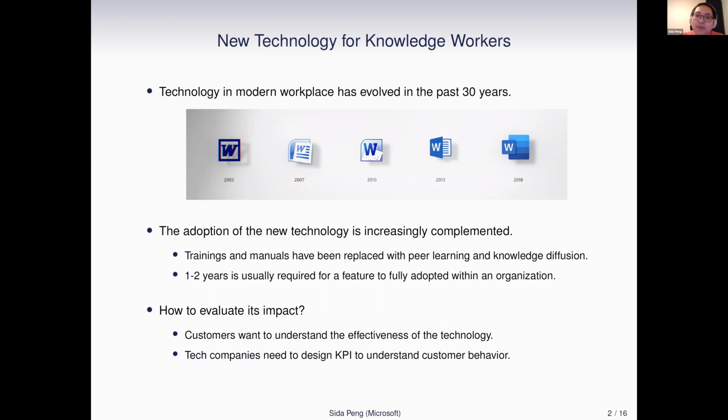So these are all the Word logos. I don't know if many of you still remember those, but I remember when I saw those Word labels, when I was still in high school. Now the new Word label looks like this. So there have been many generations of Word, and many new features have been added.